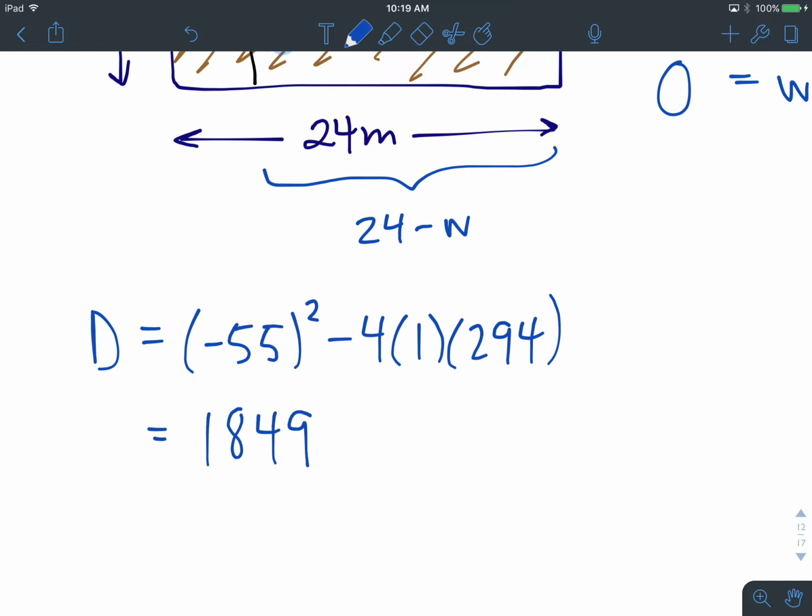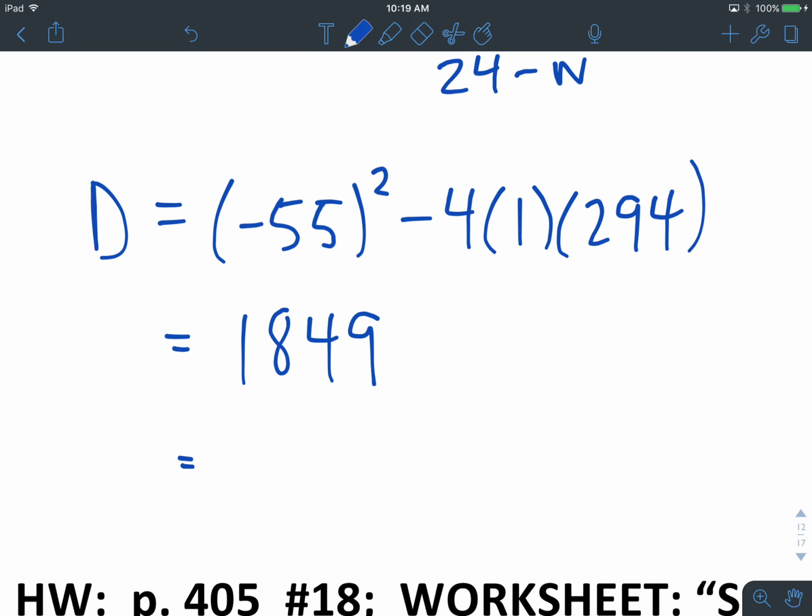It's hard to tell. I'm not really sure. So if I put this into my calculator, I realize that it is a perfect square. You can square root this. That's actually going to be equal to 43 squared.